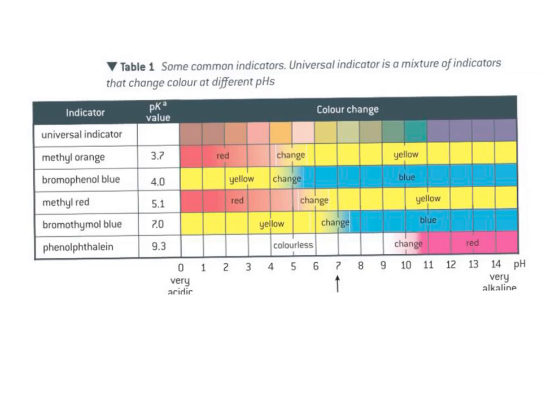This is a table of some common indicators from your textbook. So let's remind ourselves, methyl orange is red up until pH 4, in which it starts to change. So between pH 4 and pH 5, it goes from distinctly red to yellow. So the end point is an orange or peach colour. Phenolphthalein, however, doesn't start to change till about pH 8. So the change occurs between pH 8 till about 10.5. So the range for phenolphthalein is much higher.